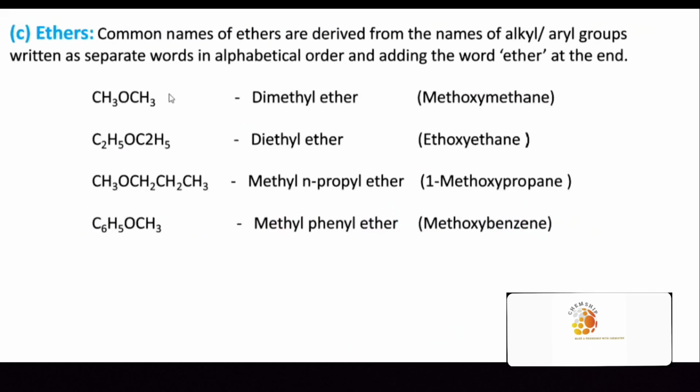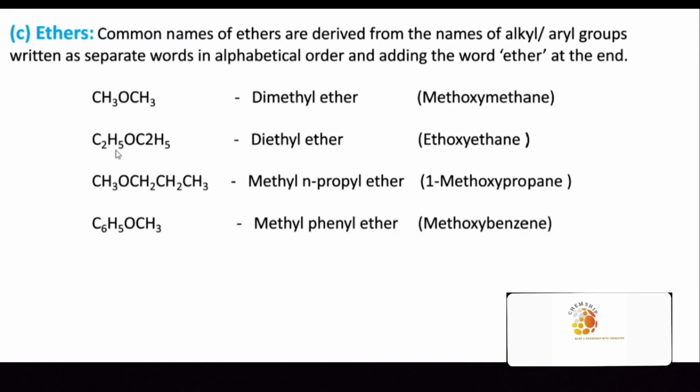Next, if we go to ethers, the common name of ethers is derived from their alkyl or aryl groups. Here I wrote some examples. First one: this is CH3, that is methyl, and this one is CH3, that also is methyl. So two methyl groups are there, so I can call it dimethyl. Di means two, methyl means methyl group. This functional group is ether, so I will add the suffix ether. The whole name is dimethyl ether.